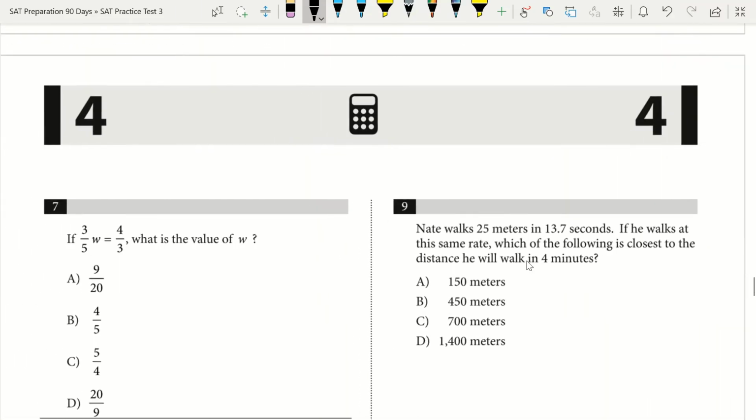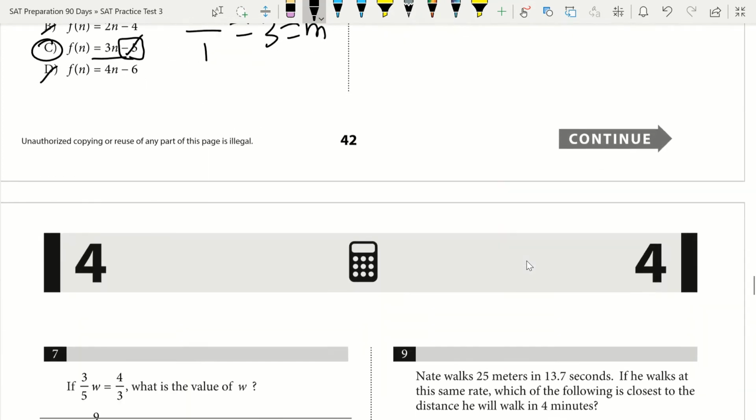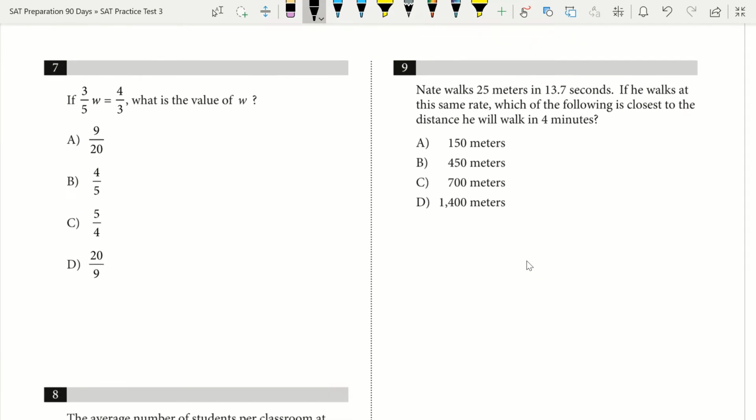So now we've got question 7. Looks like I got all of those. Yep, so question 7. All right, so I'm asked for the value of w given that if 3 over 5 w equals 4 over 3, what's the value of w? Well, if I need to get w alone and I have 3 over 5, I have to multiply by the reciprocal. Keep in mind the reciprocal just means I'm flipping my denominator to my numerator and then my numerator to my denominator. So I do that, that's going to give me w.